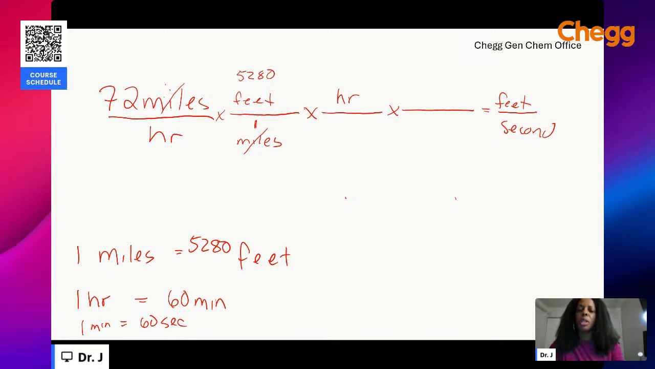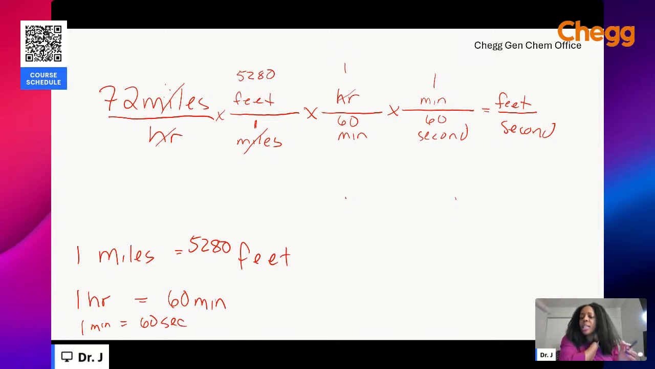So we're going to put hours on the top, and we're first going to say how many minutes there are. So we could say 1 hour is the same as 60 minutes. And so now hours have canceled. Now we'd have feet per minute, but we want feet per second. And so now we want minutes to cancel out. So we'd put minutes on the top and seconds on the bottom. And so that would be 1 minute is 60 seconds.